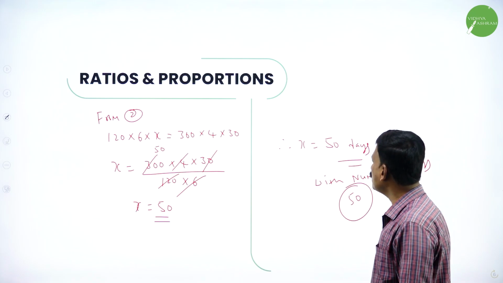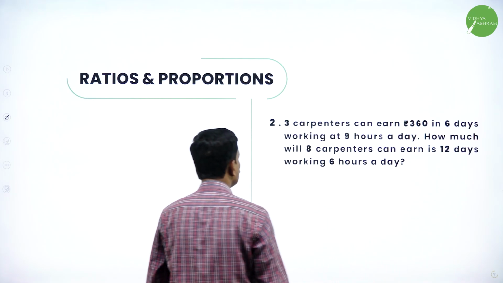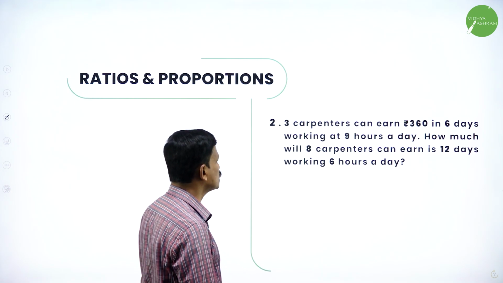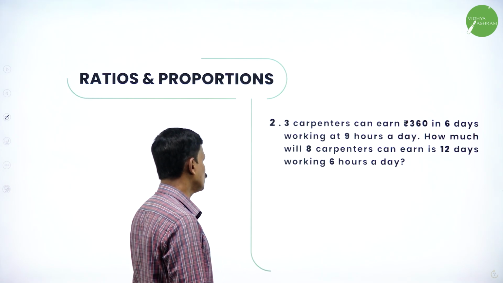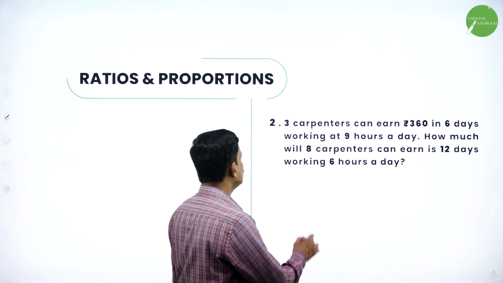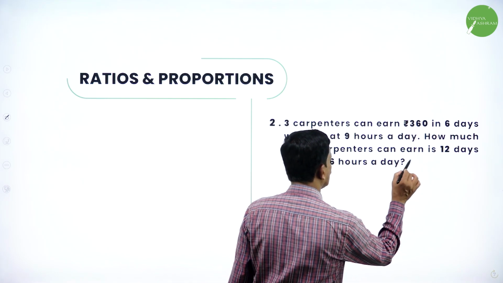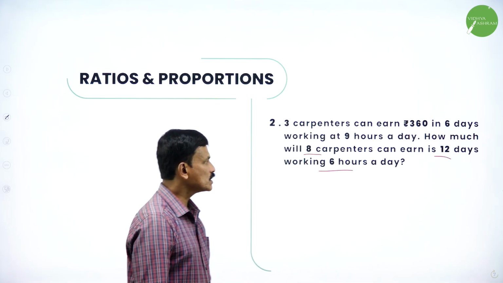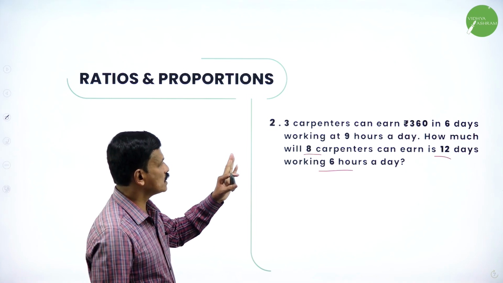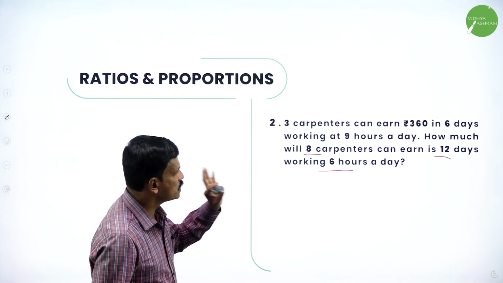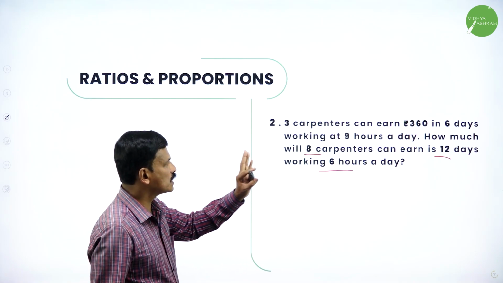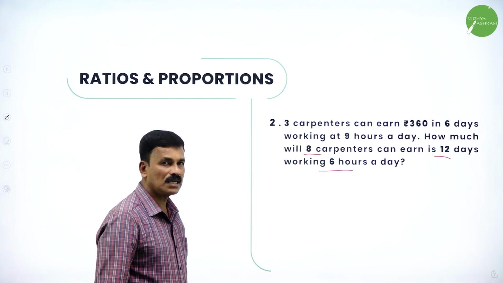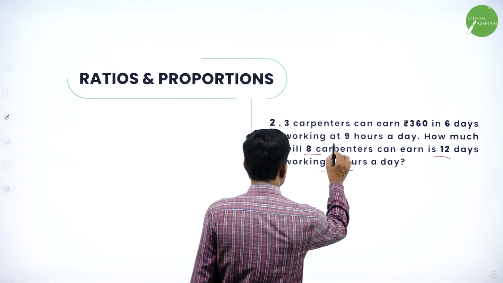Now move on to the similar problem. Second one: 3 carpenters can earn rupees 360 in 6 days, working at 9 hours a day. How much will 8 carpenters earn in 12 days, working 6 hours a day? See here, first, 3 carpenters can earn rupees 360 in how many days? 6 days, working at 9 hours per day.